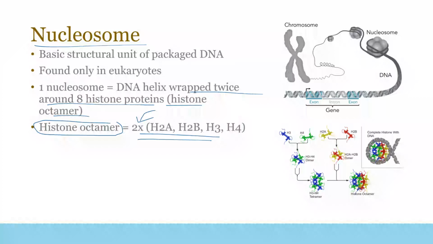The first step in the creation of the histone octamer is the binding of histone 3 and histone 4 together to form a dimer, and the binding of H2A and H2B to form another dimer. Then those dimers bind together to form a histone octamer.